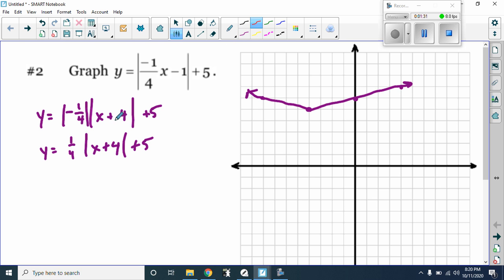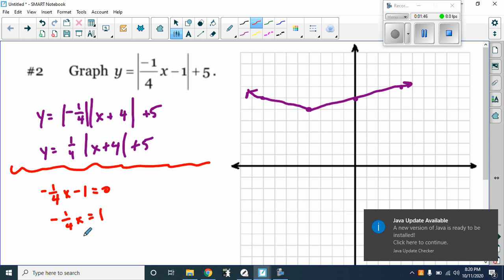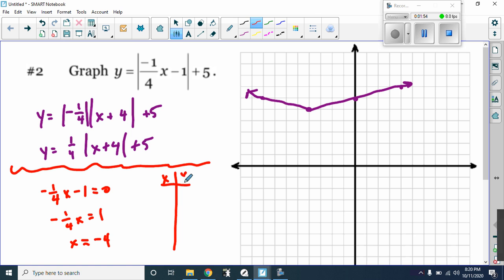If that didn't make a lot of sense to you on factoring that out, the other way we learned how to graph absolute value functions is to get the vertex by taking whatever's inside the absolute value and setting it equal to 0. Multiply both sides by negative 4. And then set up an XY chart. Negative 4 needs to go in the middle.